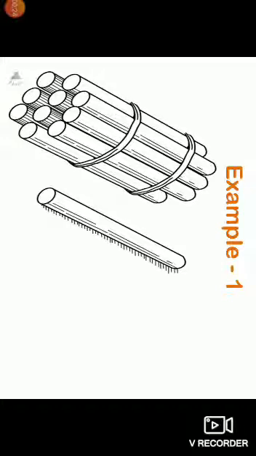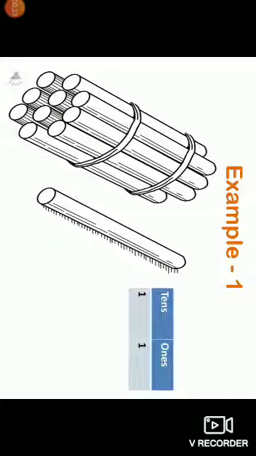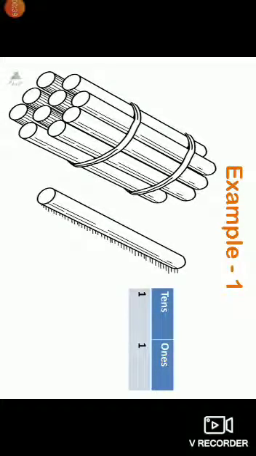Let us reflect our learning. How many bundles of 10? 1. So, I will put 1 in 10's place. And how many loose? 1. So again, I'll put 1 in 1's place. So I can say that 1 10 and 1 1.